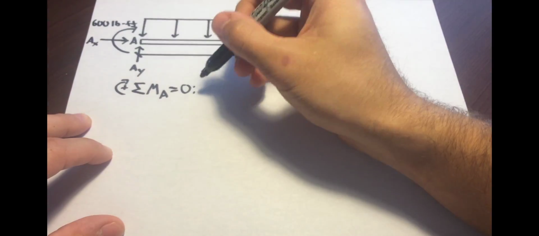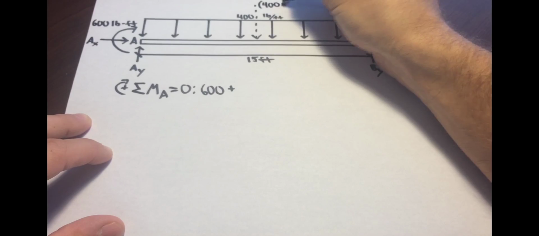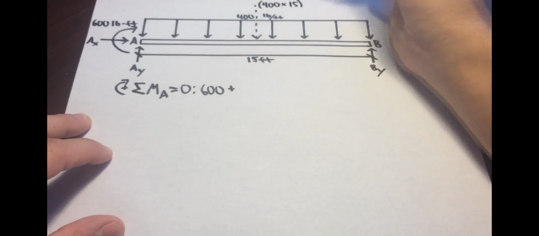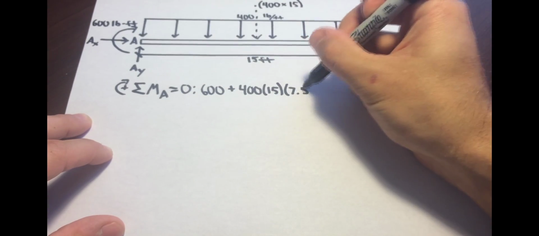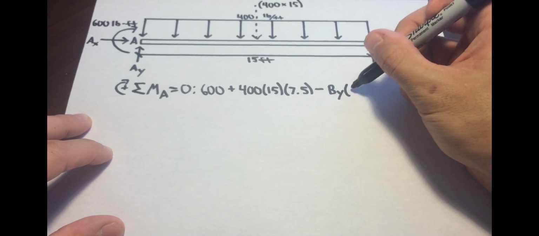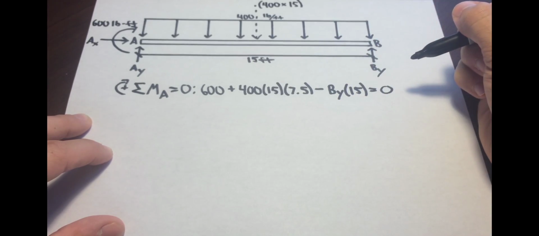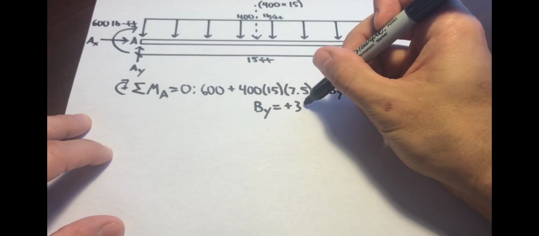We can simply solve the resultant force at B first by summing the moments around point A. The distributed load is able to be converted into a point load by multiplying it by the beam length. After solving this equilibrium equation, the force at point B comes out to be 3,040 pounds acting in a positive upwards direction.